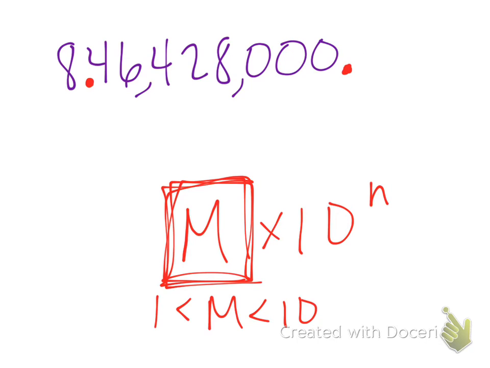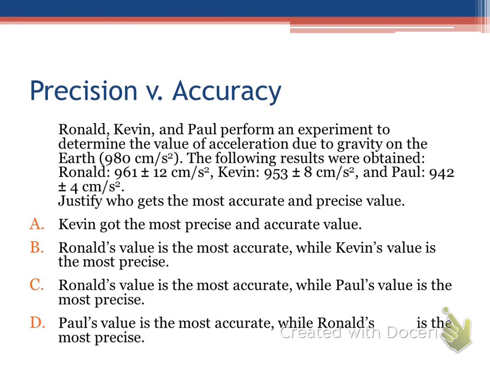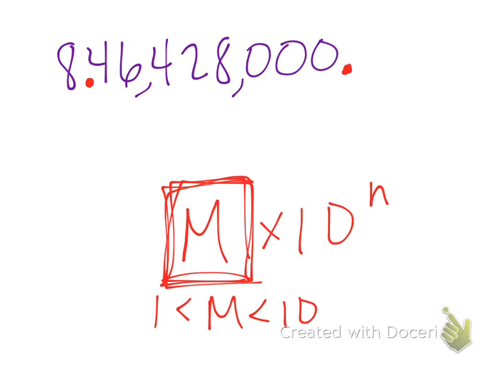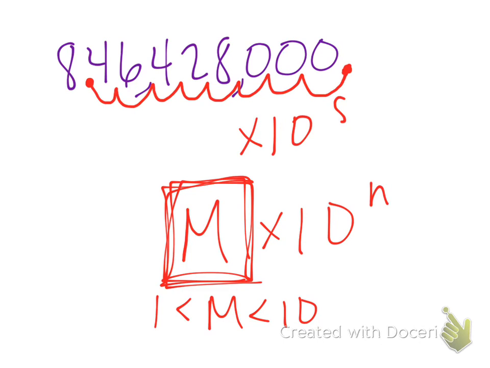Okay, so now we have to think about how many decimal places we moved, or how many times 10s we would do to get back to our original number. 1, 2, 3, 4, 5, 6, 7, 8. There are 8 decimal places, or 8 times 10s, between the starter decimal place and the new decimal place. So that means we're going to go with times 10 to the 8.